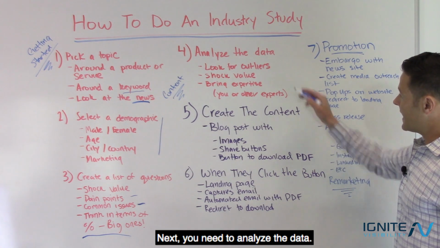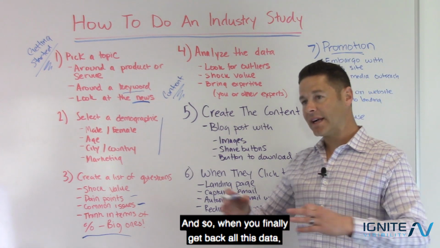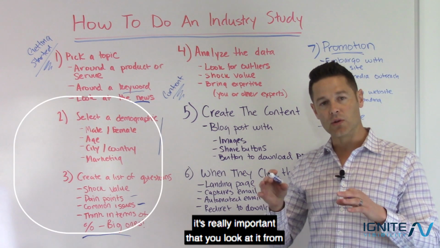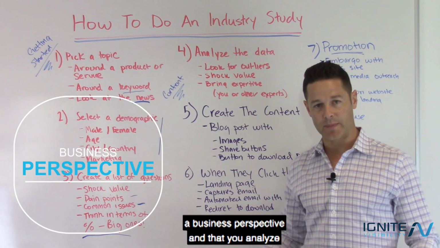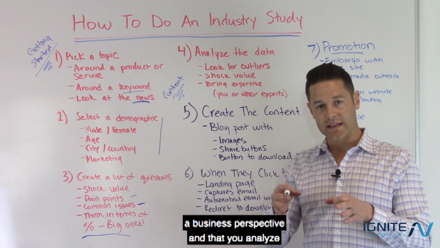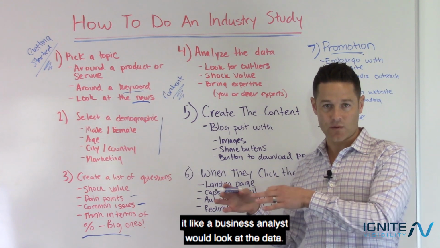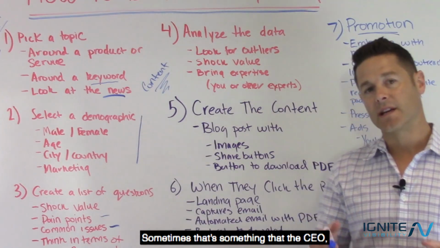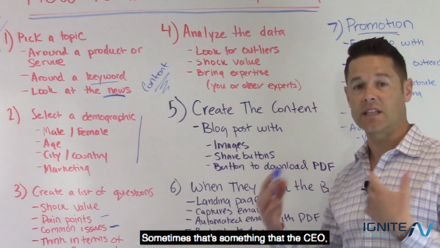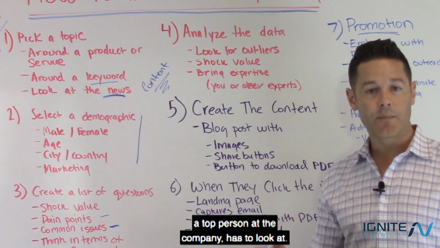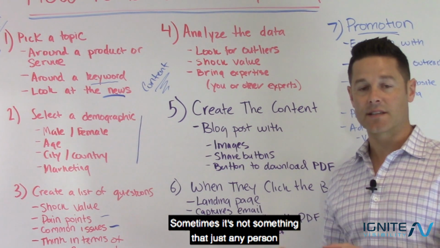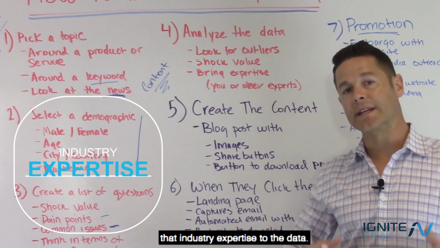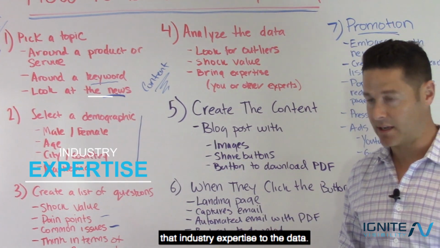Next, you need to analyze the data. And so when you finally get back all this data, it's really important that you look at it from a business perspective, and that you analyze it like a business analyst would look at the data. And sometimes that's kind of tricky, right? Sometimes that's something that the CEO, a top person at the company, has to look at. Sometimes it's not something that just any person can do, because you need to really bring that industry expertise to the data.